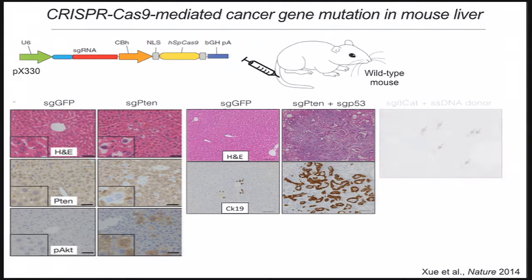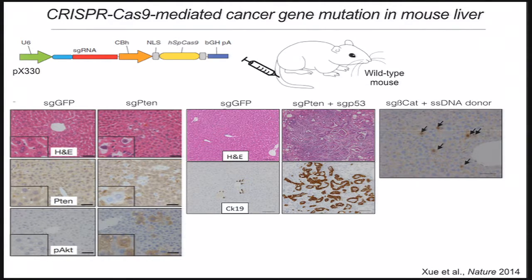And in fact, we could also develop gain-of-function mutations, here mutations in beta-catenin, by adding plasmids carrying sgRNAs against beta-catenin, and an oligonucleotide that had four base changes that convert beta-catenin from a wild-type gene into an oncogene, and indeed, we could observe nuclear beta-catenin-positive cells. So you can do loss-of-function mutations, you can do gain-of-function mutations. The CRISPR system works remarkably well, much, much better than I expected.